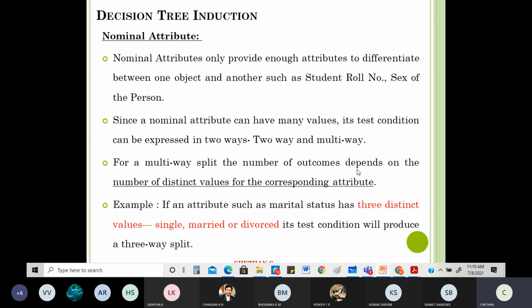Next, with regard to marital status, what are the various splits you can have? Three distinct values: single, married, divorced. Any person will fall into any one of these. It can't be single and married, that's not possible. You can't be married and divorced, not possible. Married or divorced, okay, that's fine. So you have to be careful with the wording you use.